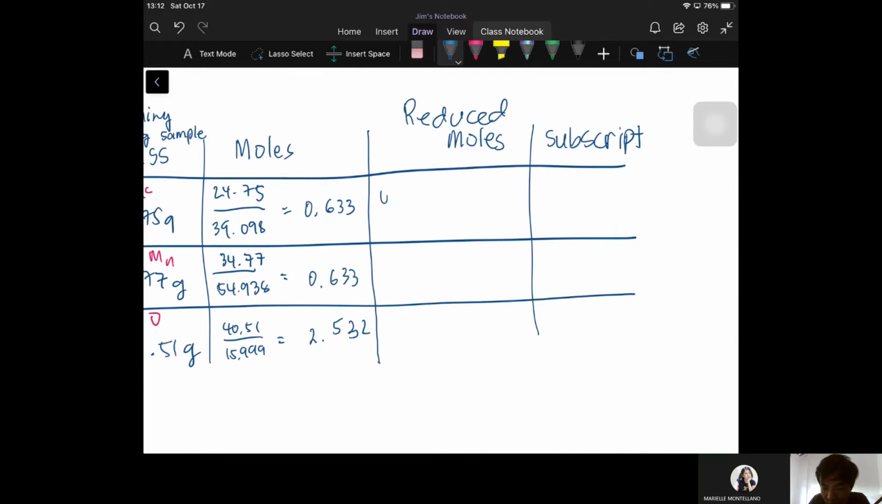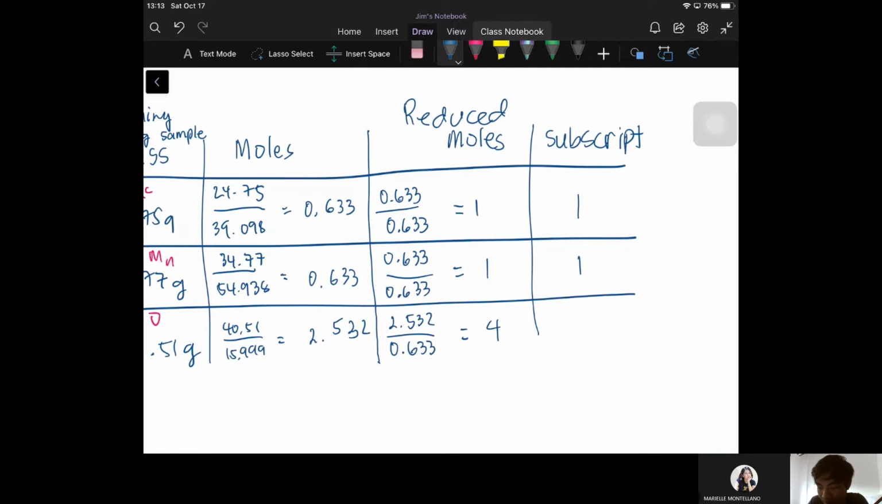So that's 0.633 divided by 0.633, obviously 1. 0.633 divided by 0.633, 1 also. And for oxygen, 2.532 divided by 0.633 is 4. Since our reduced moles are integers, meaning whole numbers with no decimals like 0.5 or 0.3, those are also our subscripts.